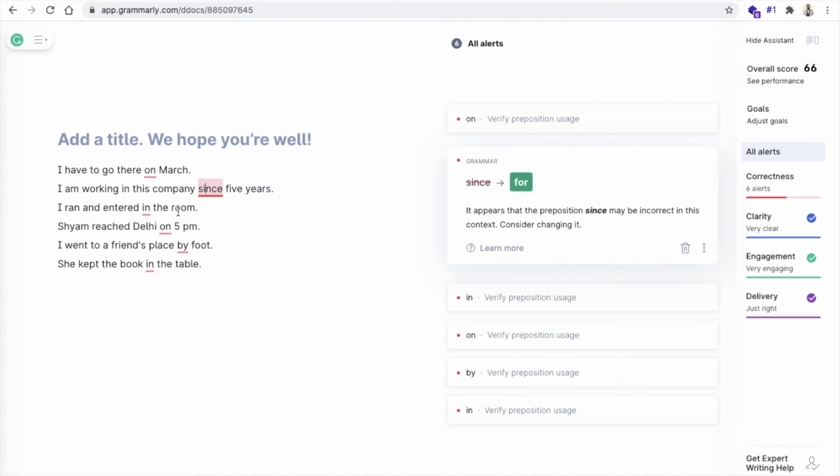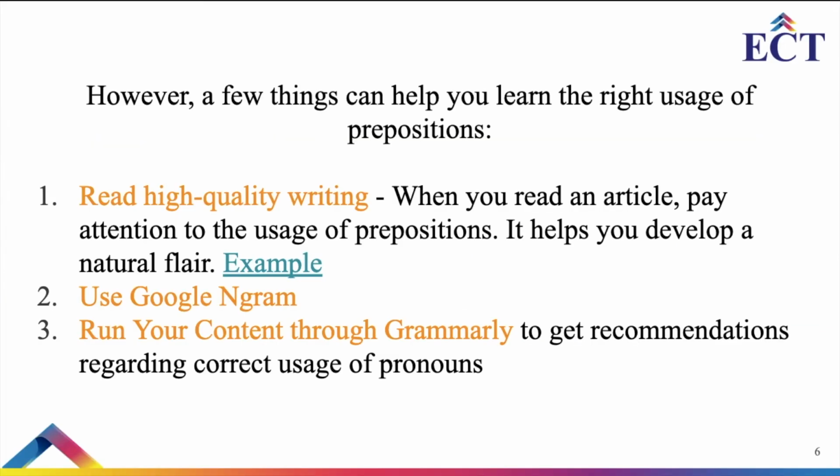So you can use the Grammarly tool to write and practice and to check whether you are using correct prepositions or not. If you want to be a confident writer, then you have to be confident about the uses of prepositions. Therefore, use these tools and see which one is suitable for you.